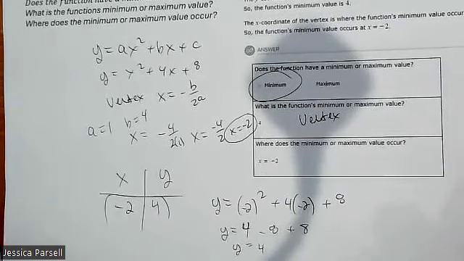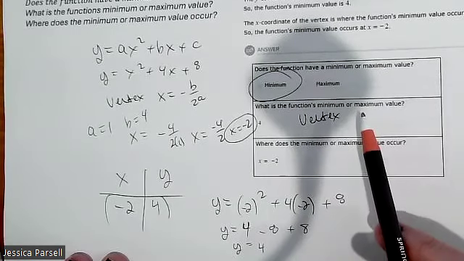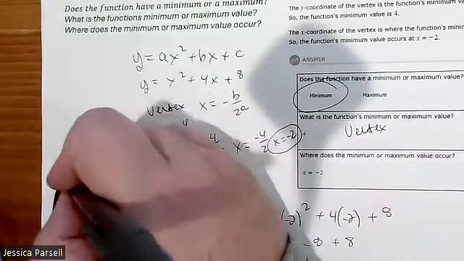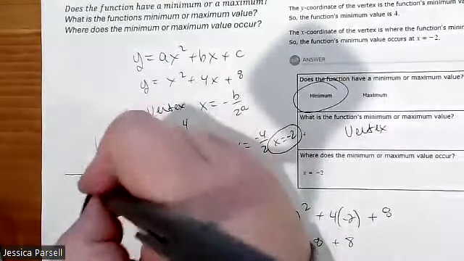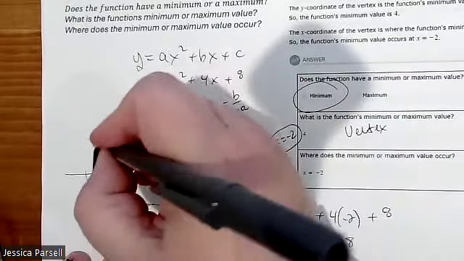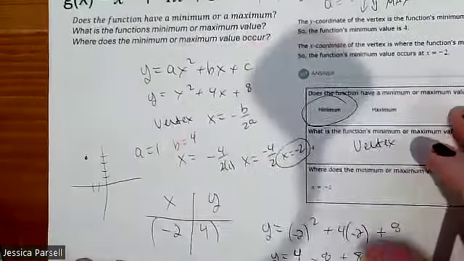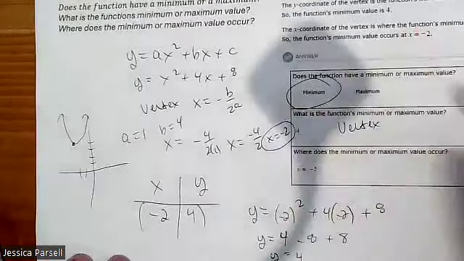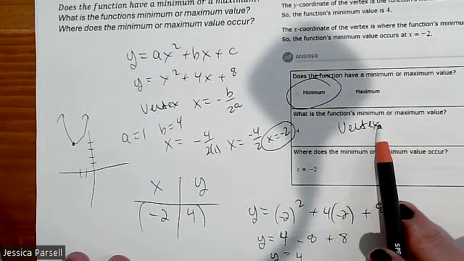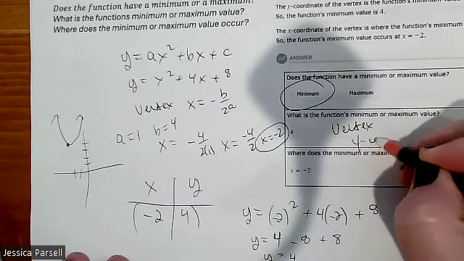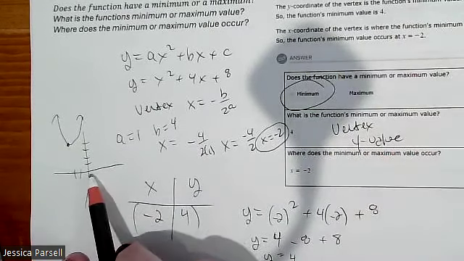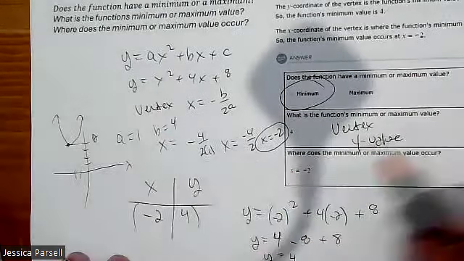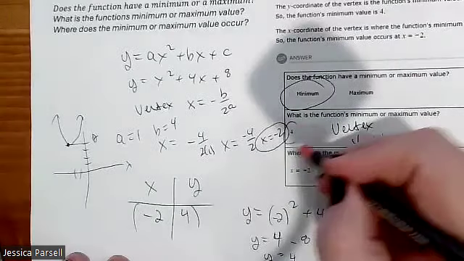Okay, so when they say what is the function's minimum or maximum value, we know it's a minimum. It happens at the vertex. And let's sketch out what this would look like. So -2 and 4 would be right there. We know it faces up, so it's going to look something like that. So the minimum value is going to be the y value right here. So here's x, here's y. The y value right there is 4. That's why they have 4 here for their answer.